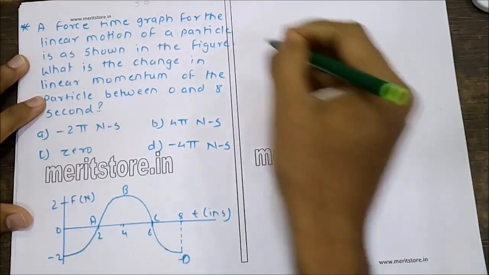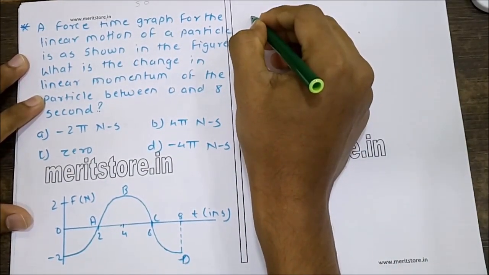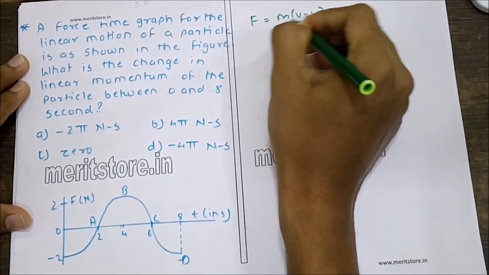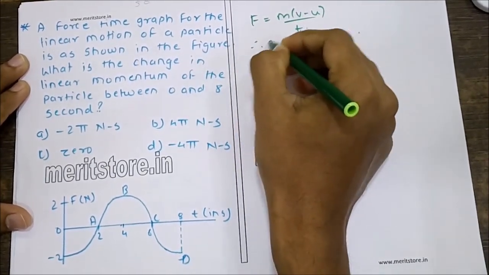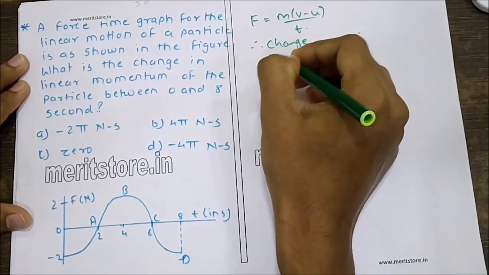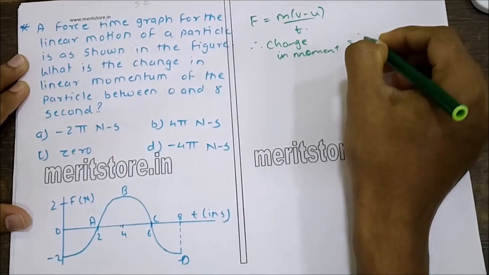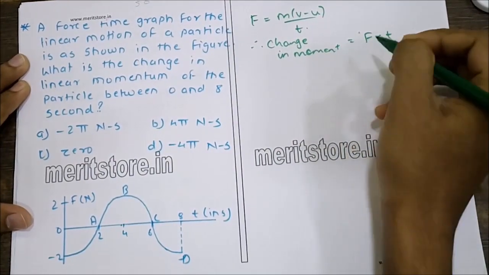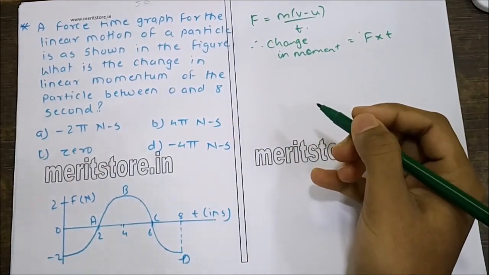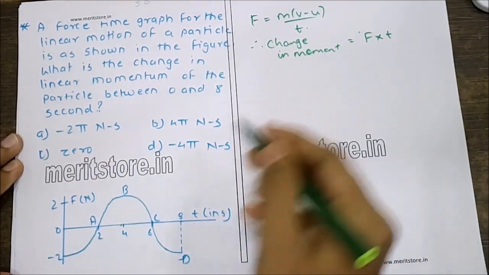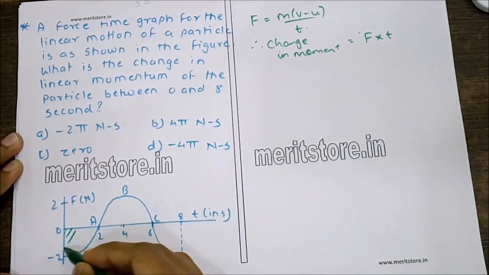Now in this sum, first of all, the force is nothing but change of momentum per unit time. Therefore, change in momentum is nothing but force into time. Now for a force time graph, the change in momentum is nothing but the area under the curve.